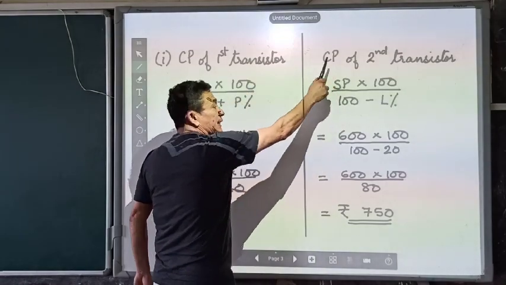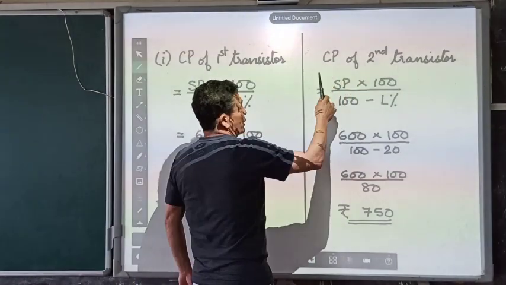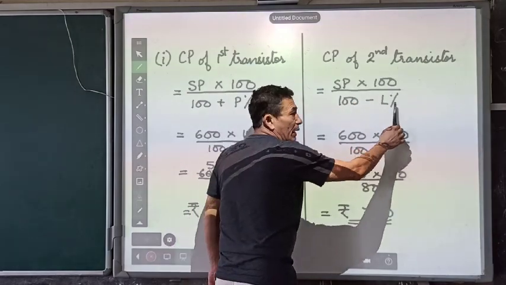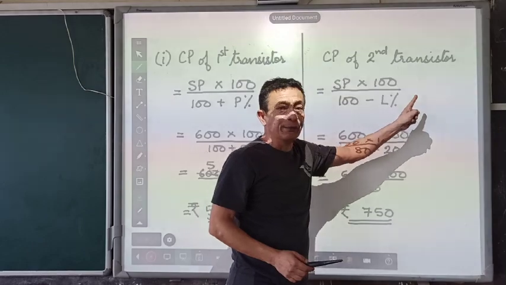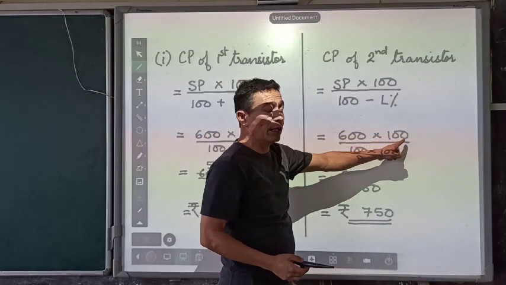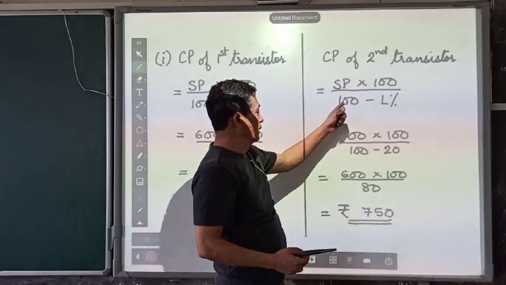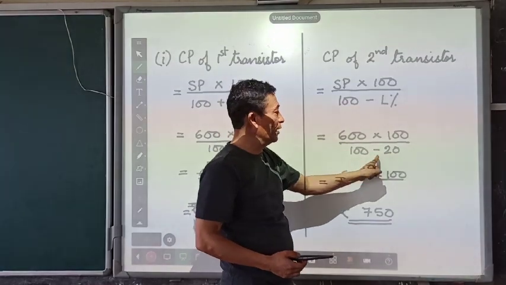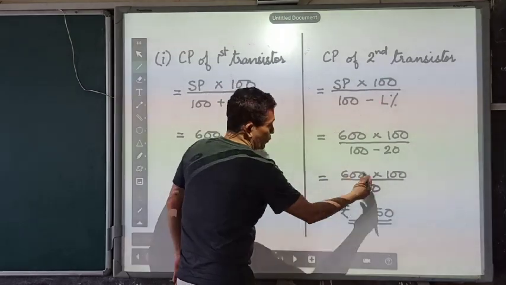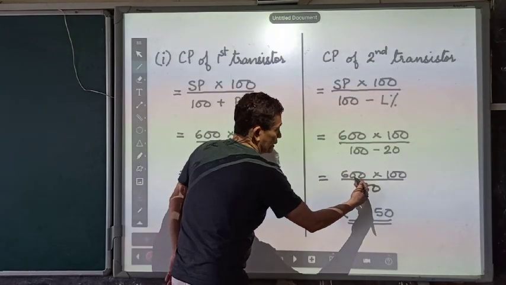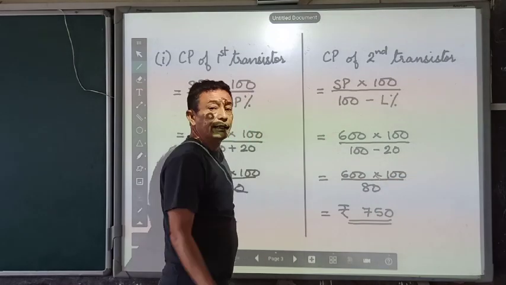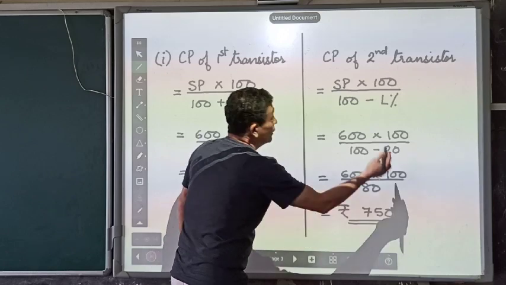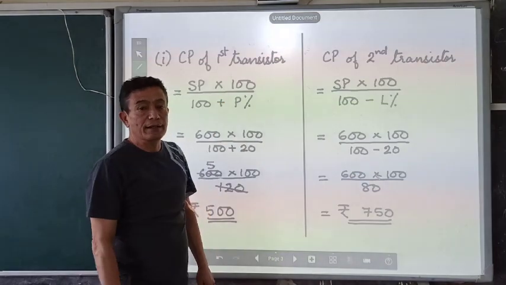Now moving to the second transistor. Second transistor, the cost price is selling price multiplied by 100 divided by 100 minus loss. There is a loss of 20%. So 600 multiplied by 100 when we substitute, divided by 100 minus 20%. So that is 100 minus 20 here. So when we see this, 600 into 100 upon, this becomes 80. So if we cancel it, then the cost price comes to 750 rupees.